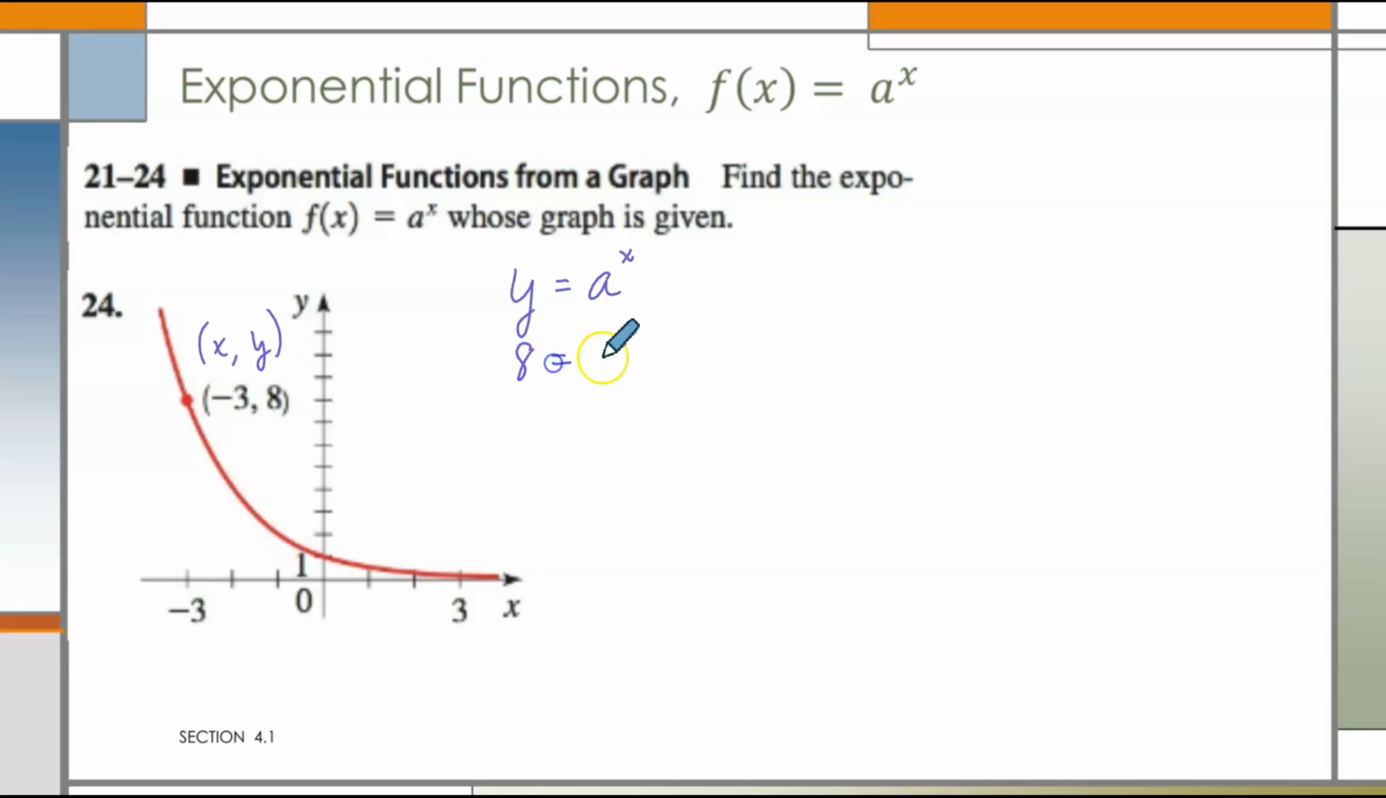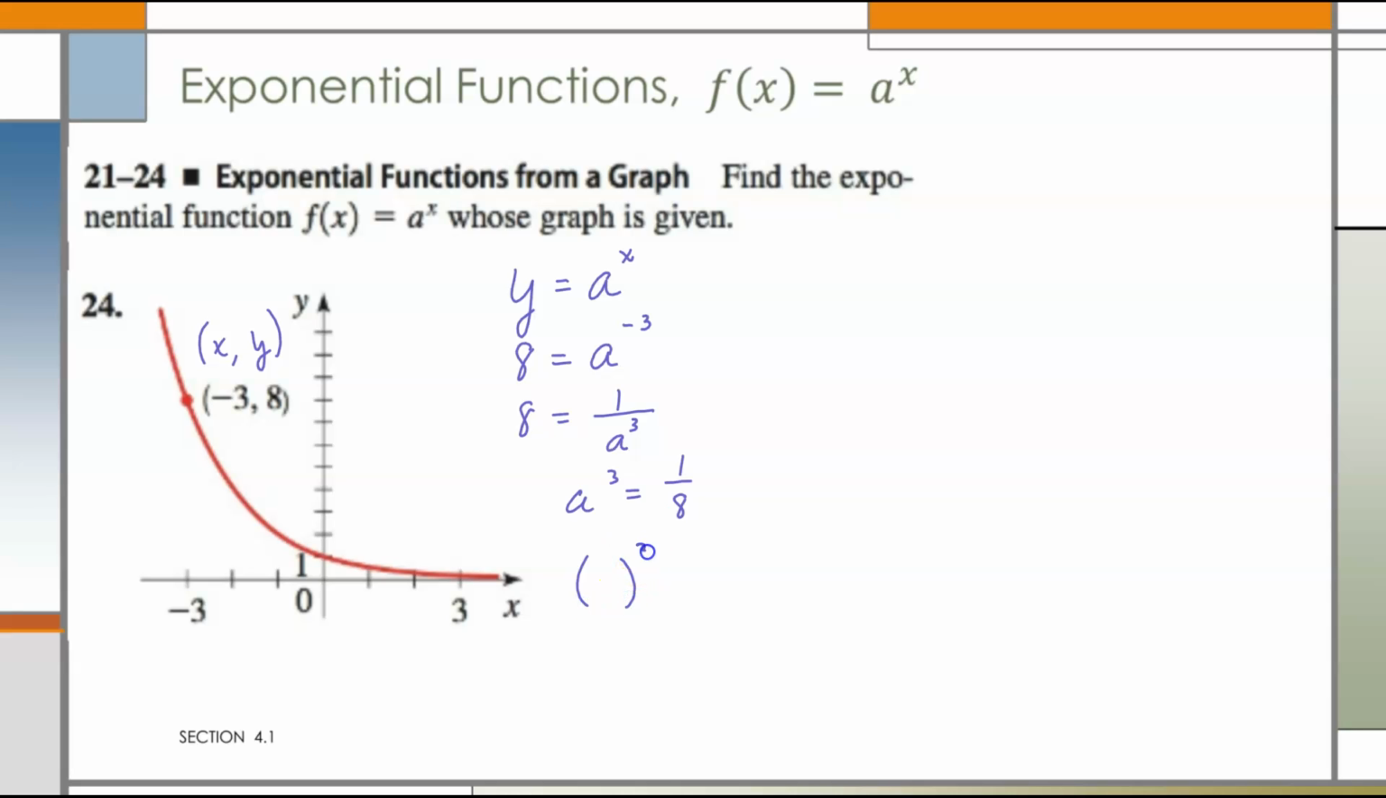y is 8 when x is -3. Okay, what does this negative in the exponent do? It's going to send a to the denominator, making the 3 as an exponent positive. I'm going to do a quick cross multiply. So then we have a cubed is equal to 1 over 8.